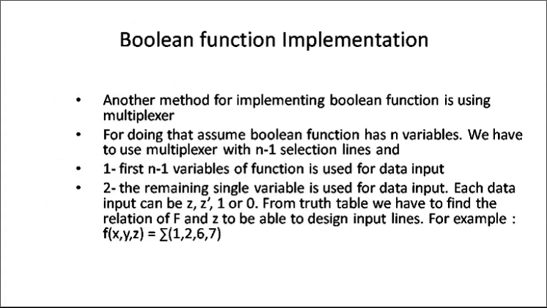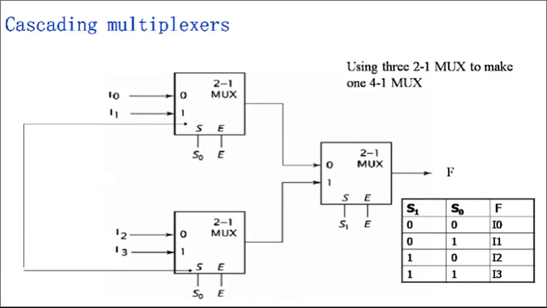See, another method of implementation of a Boolean function is using the multiplexer. So in the same way, for doing that, assume that the Boolean function has n variables and we have to use a multiplexer with n minus 1 select lines. The first n minus 1 variables of the function are used for select inputs, and the remaining single variable is used for data input. Each input can be the variable, its complement, 1 or 0. Okay, so we'll take one example and it will be understood, cascading the multiplexer.